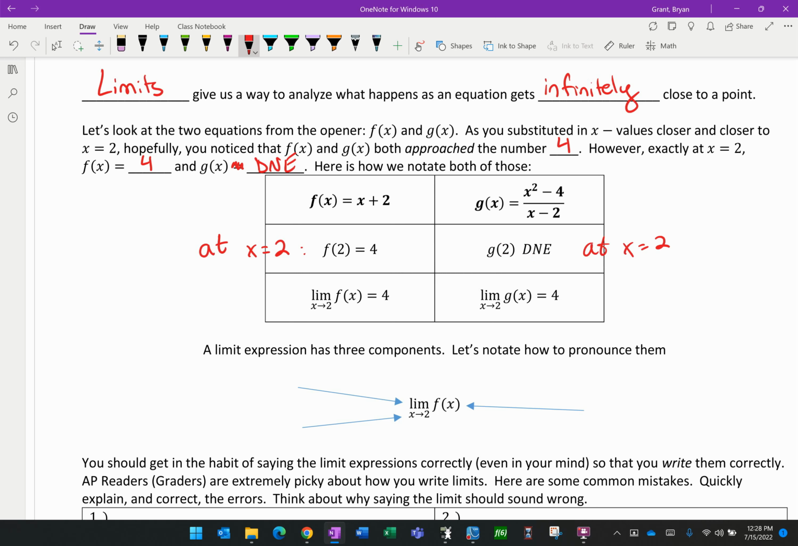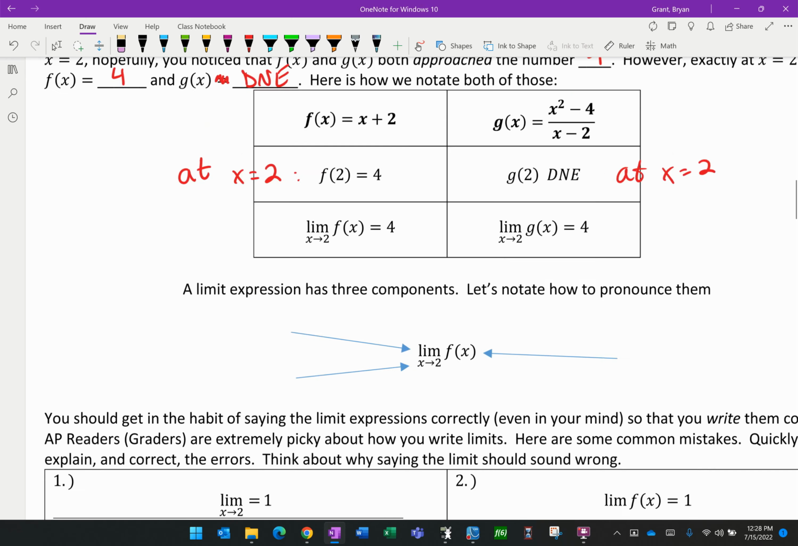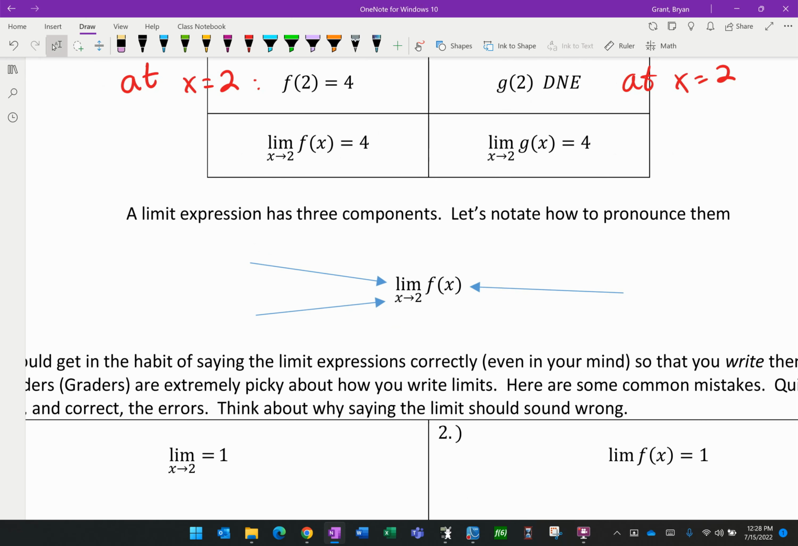However, what if we wanted to tell someone what happened really, really close to 2? We knew it didn't exist at 2, but what about close to 2? Well, the way we do that is with our limit notation. And a limit expression has 3 parts to it. Let's notate how to pronounce them. The first part is the L-I-M, and that is just pronounced limit. I usually do my L as a cursive so you don't think it's a 1 as a heads up. So we would read this as the limit. Then we have the x values.